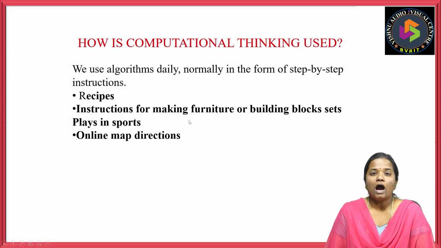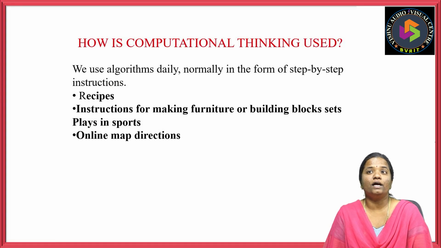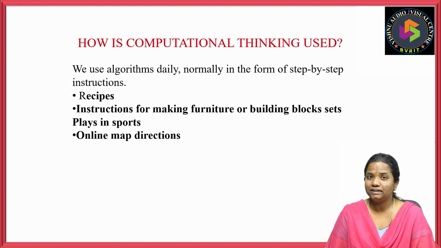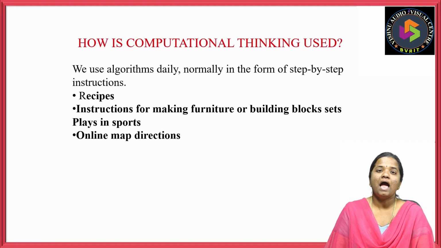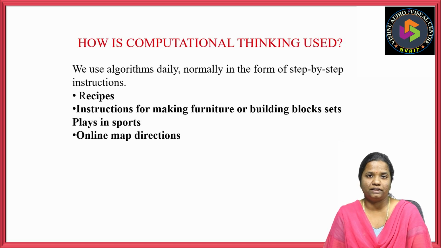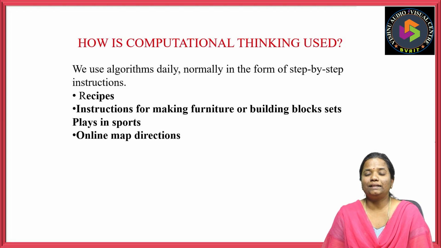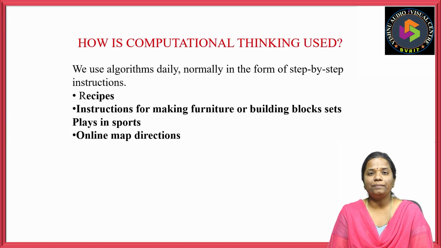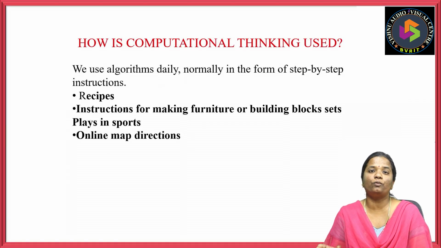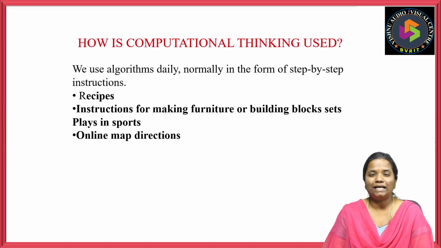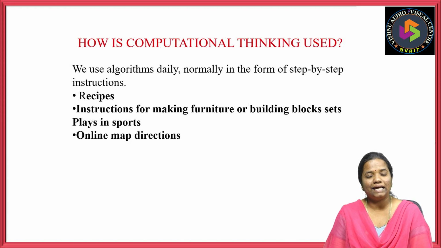After that, how is computational thinking used? How is computational thinking used in our programming or in real-world situations? First, we have to consider decomposition, algorithmic thinking, pattern recognition, and abstraction, because computational thinking is made up of these four components mainly. Let me give a few examples of how we are using computational thinking in the real world.